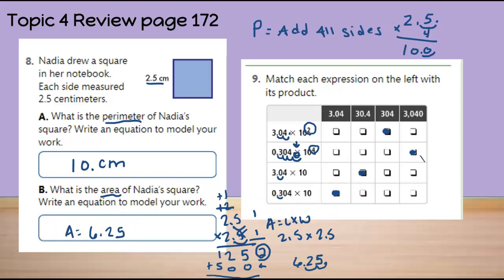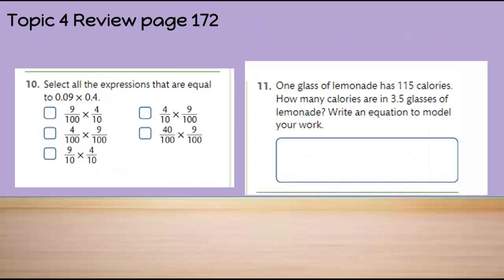All right, let's keep rocking and rolling. Number 10, select all of the expressions that are equal to 9/100ths and 4/10ths. So we're going to do this just like we did the other one. We're going to put 9 over 100 because it's in the hundredths place, times 4 over 10 because it's in the tenths place.